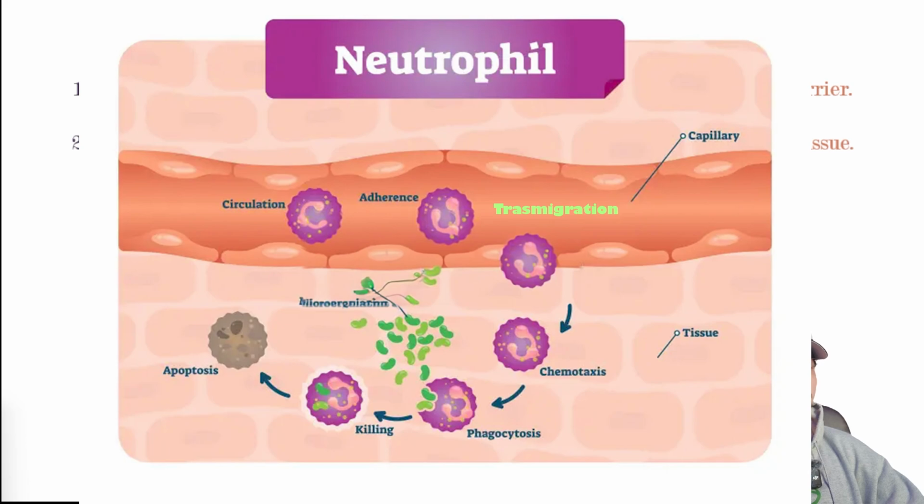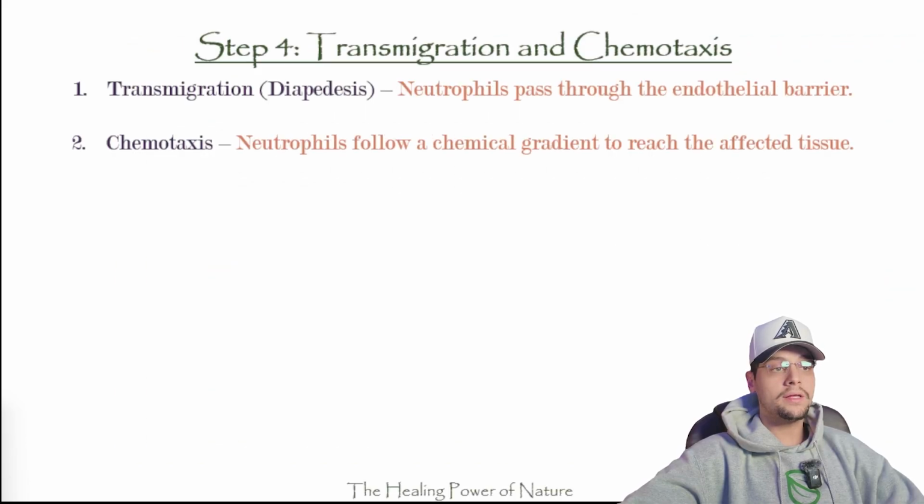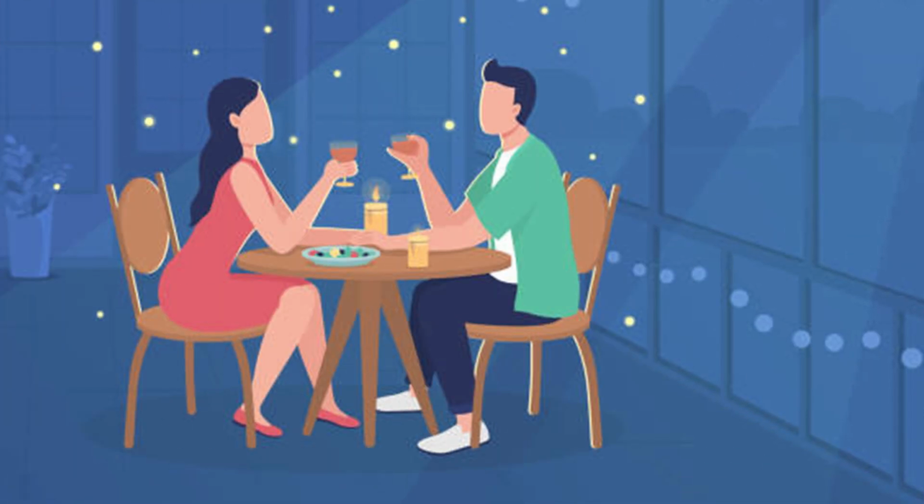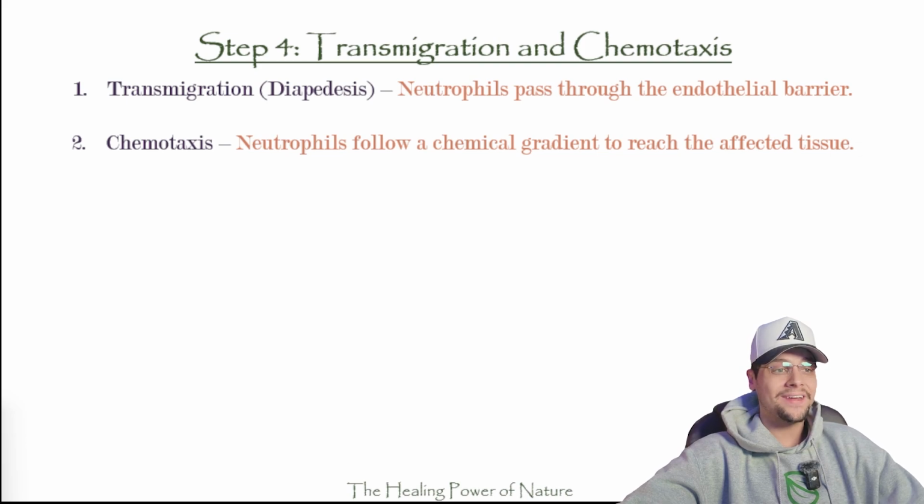Key chemical attractants include bacterial products like LPS, or lipopolysaccharide, and interleukin 8 secreted by macrophages, the strongest neutrophil attractant. When I think of interleukin 8, I think of interleukin date. The interleukin 8 is like a date for the neutrophils. It attracts the neutrophils. C5a is a complement component that recruits neutrophils and activates them. Leukotriene B4, a product of arachidonic acid metabolism, amplifies neutrophil recruitment.